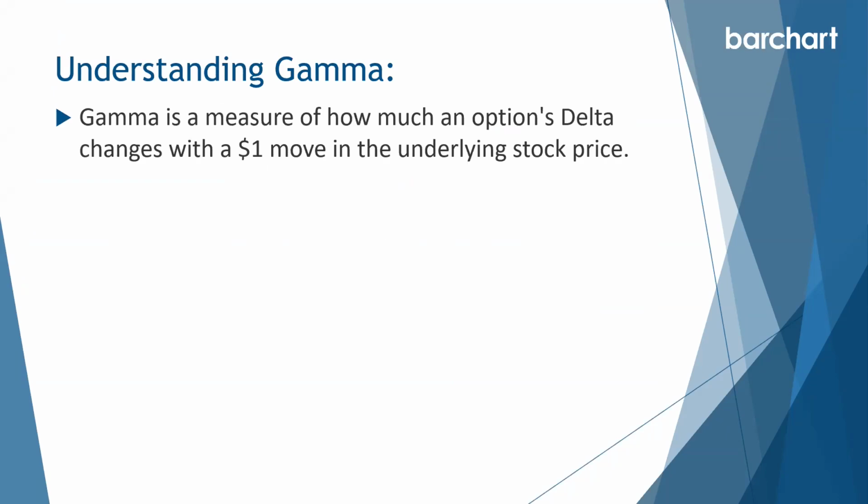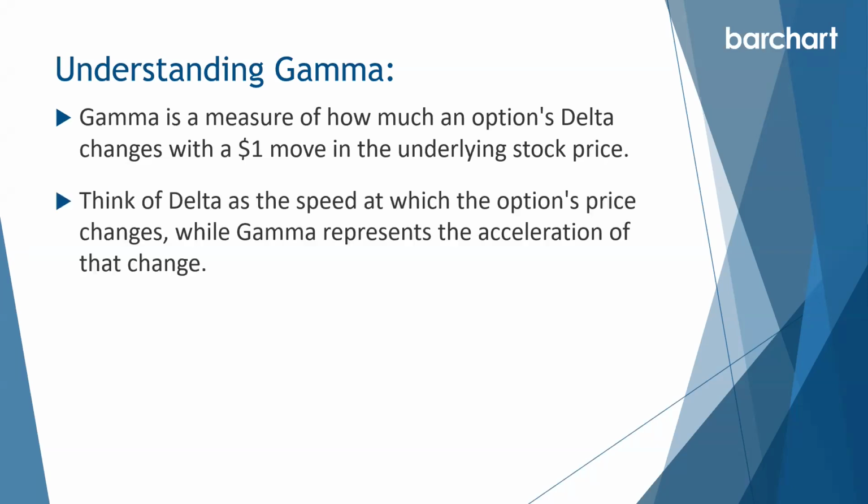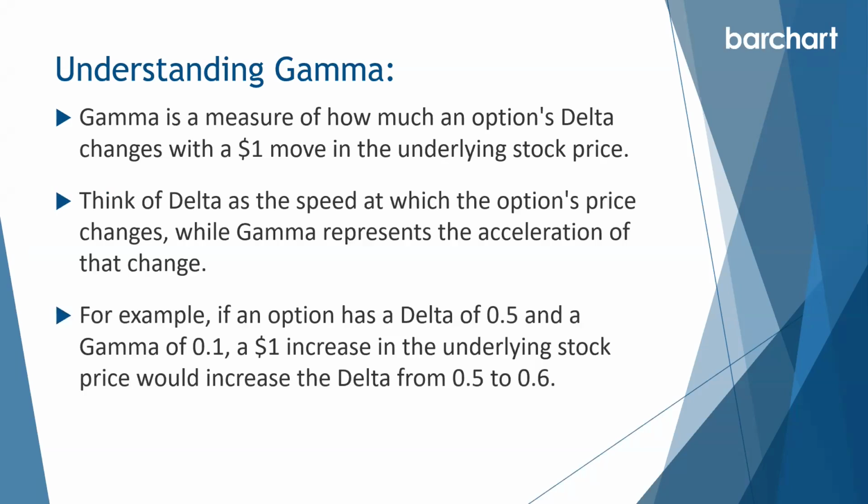Gamma is a measure of how much an option's delta changes with a $1 move in the underlying stock price. Think of delta as the speed at which the option's price changes, while gamma represents the acceleration of that change. For example, if an option has a delta of 0.5 and a gamma of 0.1, a $1 increase in the underlying stock price would increase the delta from 0.5 to 0.6.